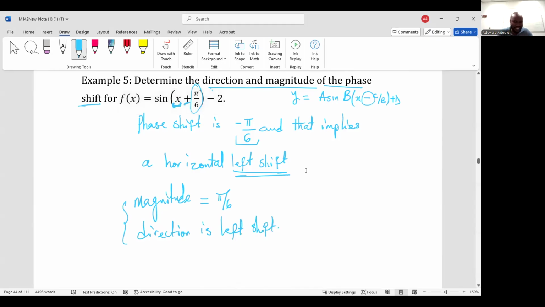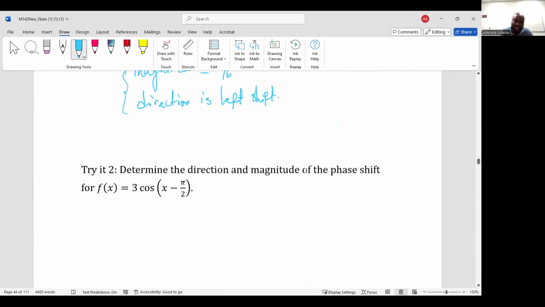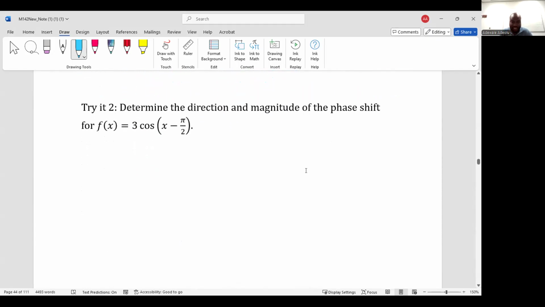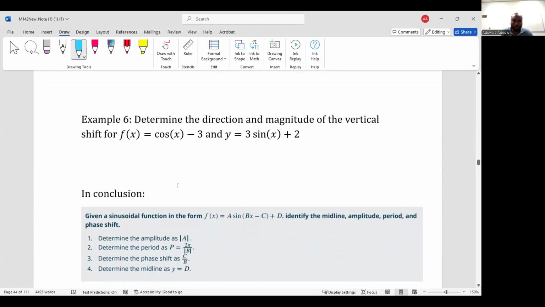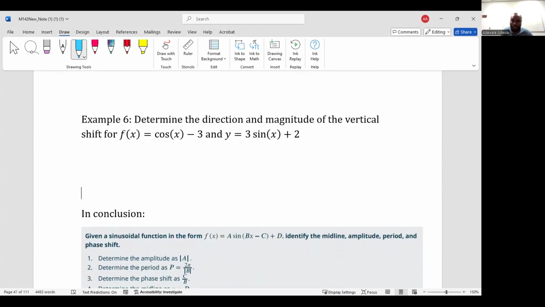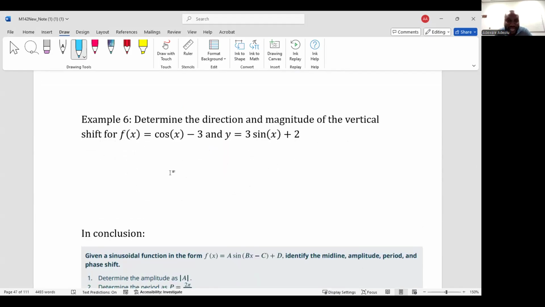I hope that is clear. If it is not, let us take another example. But before then, pause this video and try this. Determine the direction and the magnitude of the phase shifts for this function. I hope that will be easy for you to do. Now, let us work on this example. Determine the direction and magnitude of the vertical shift.